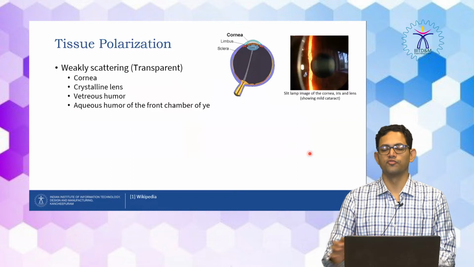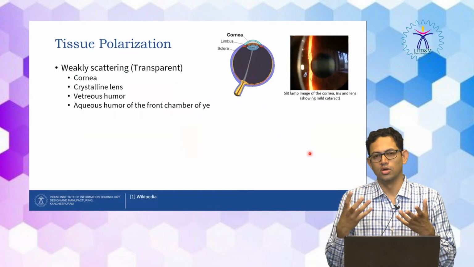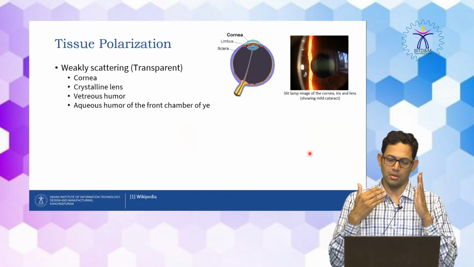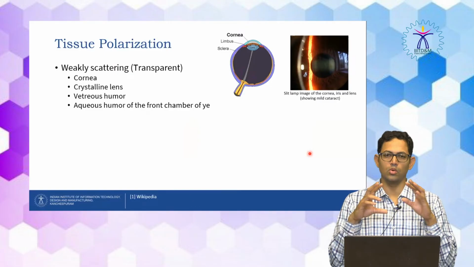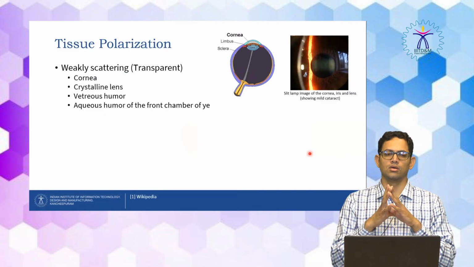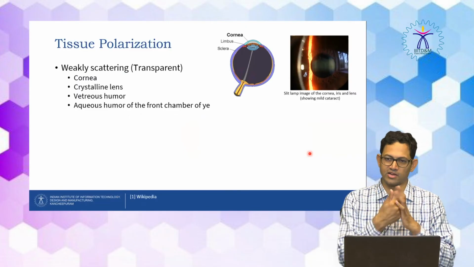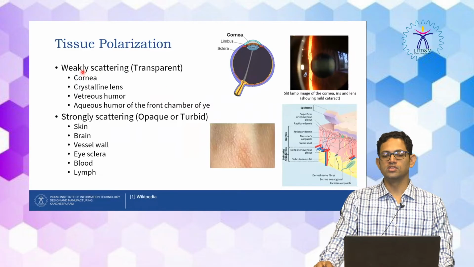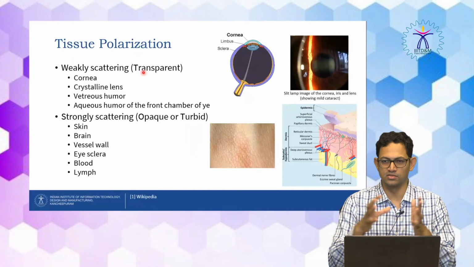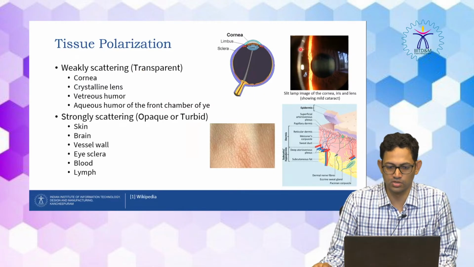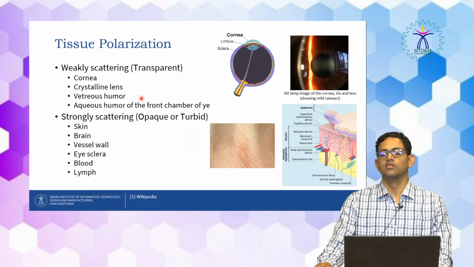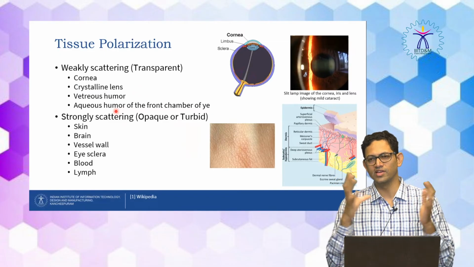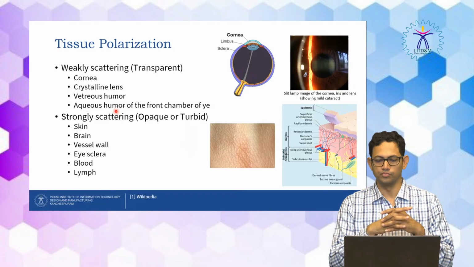Now in the case of tissue, that's what the course talks about. So now what happens when we interact our polarized light source with the tissue? Let us try to understand what happens to the polarization of the light once it interacts with the tissue. There are mainly two types of scattering that occur. One is weakly scattering, that is semi-transparent, translucent materials like cornea, crystalline lens, vitreous humor and the aqueous humor of the front chamber of the eye. So all of them are weakly scattering tissue material, right?